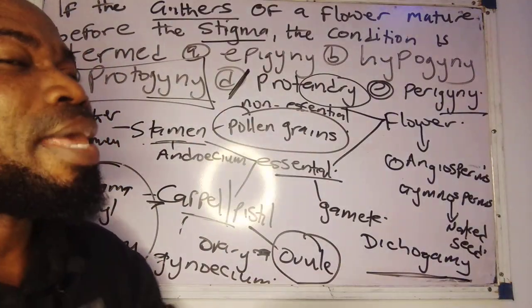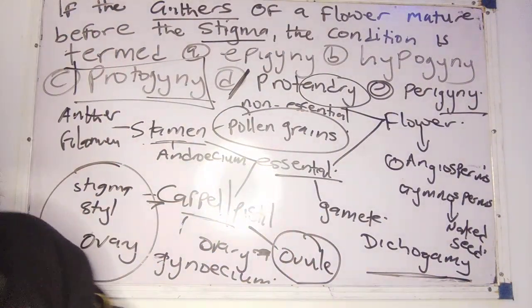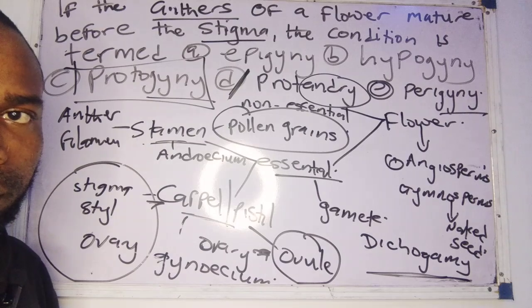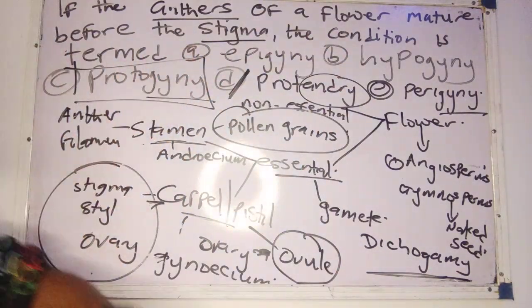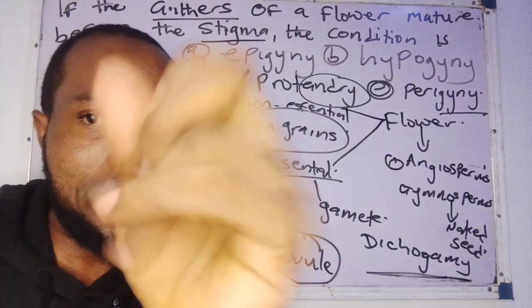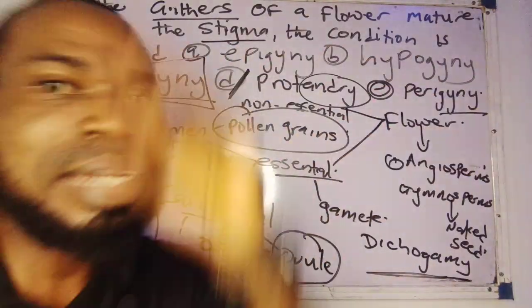Now, this dichogamy encourages something. What does it encourage? It encourages cross-pollination. So it's one of the factors that encourages what? Cross-pollination. But I will not leave without giving the basics of my channel, looking at the question and analyzing each point.